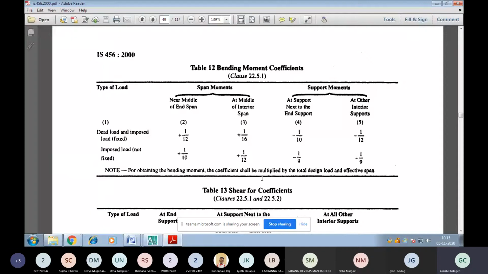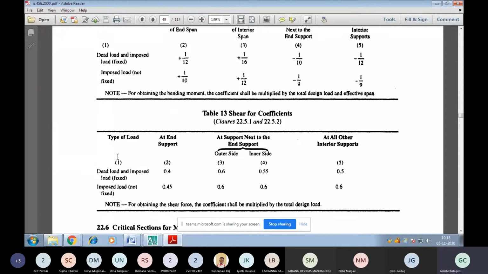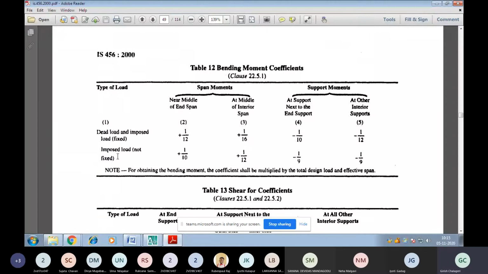Here we can see dead load and live load are separate: dead load, that is fixed, and imposed load, not fixed. So the respective formula should be taken. For bending moment, we can see near the middle of the end span and at the middle of the interior span, that is the span moment. A panel at mid span takes this moment, and a span at the end takes this one. There are 4 options for support moment also. Let us consider which is critical here.